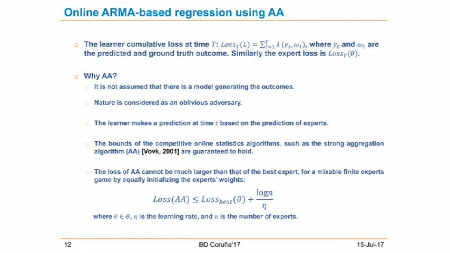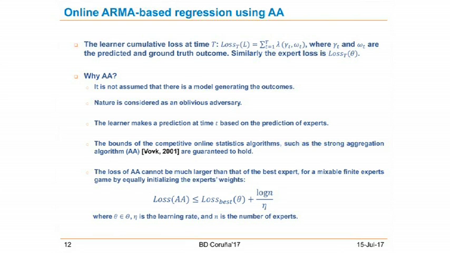Okay, so the interesting thing about this aggregation algorithm is that its loss is less than or equal to the loss of the best expert plus more or less a constant, which is log n divided by eta. So this is a very, very strong bound. So whatever you do, you are sure that your loss is not going to be very dramatic. So it's going to be close to the loss of the best expert. So this is the aggregation algorithm.